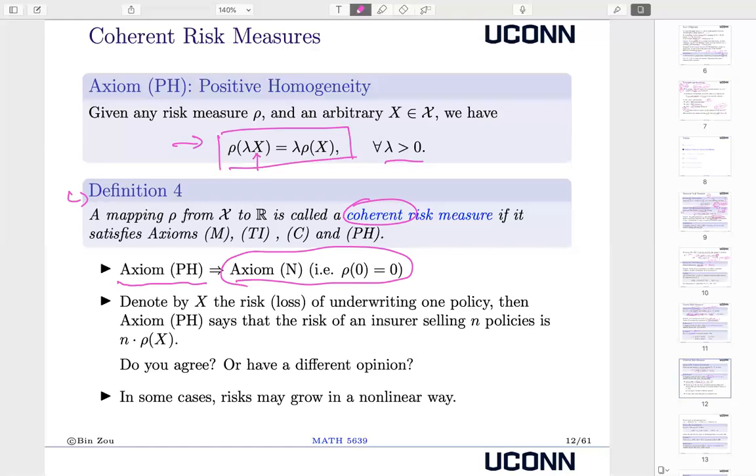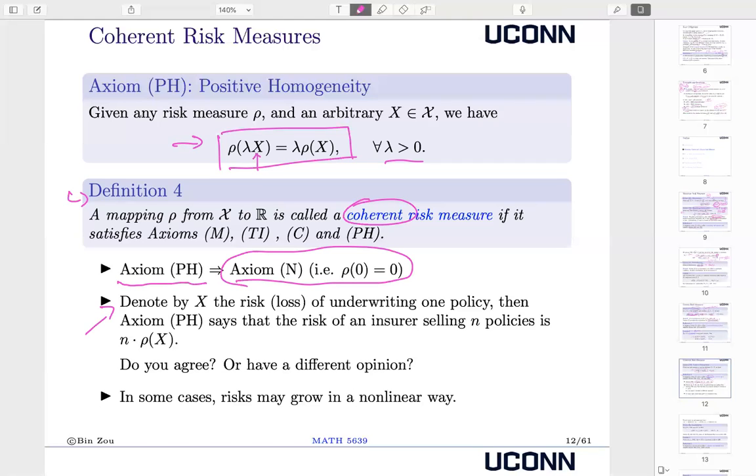That's because, well, you can take the limit, right? If you take the limit, the right hand side is 0. So in that sense, you can think of the limit case rho(0) equals 0. Of course, you can also apply a different technique to discuss lambda greater than 1 or less than 1. Denote by X the risk of underwriting one policy, right? So this is the example I just mentioned, right?